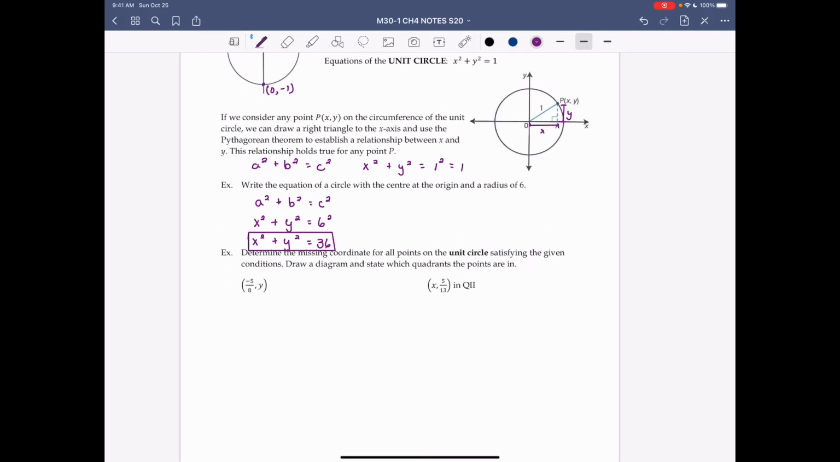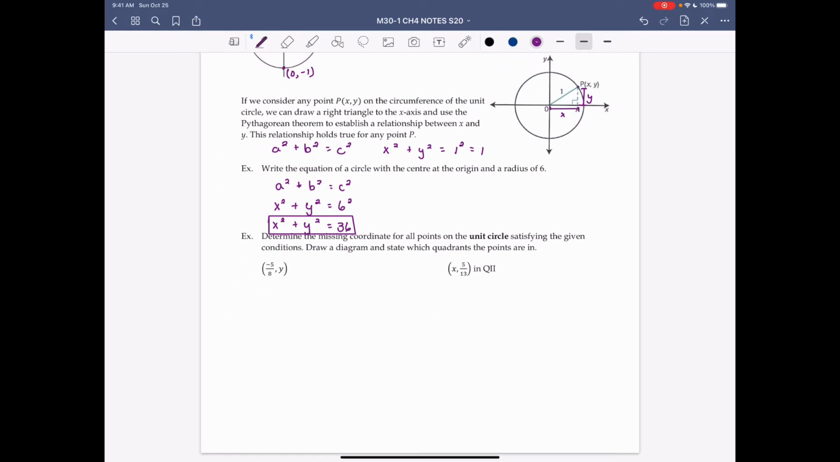Example, determine the missing coordinate for all points on the unit circle, satisfying the given conditions. Draw a diagram and state which quadrants the points are in. The first one is an x value of negative 5/8, and an unknown y value. Since we don't know what y is, y could be positive or negative.